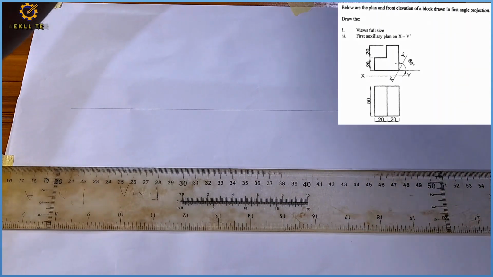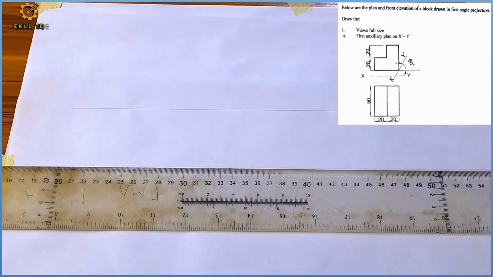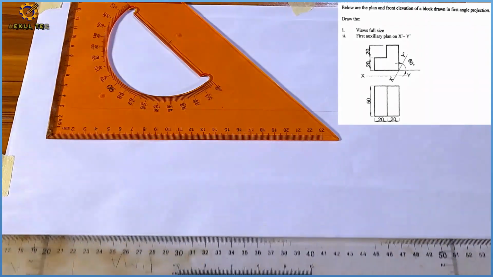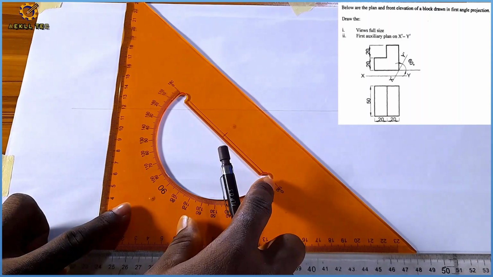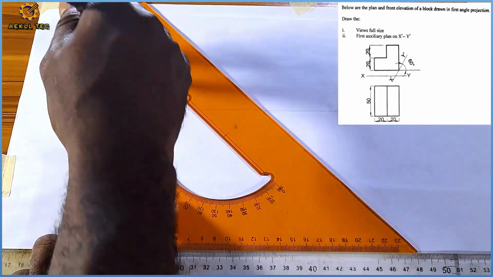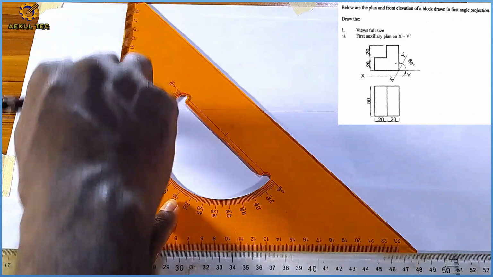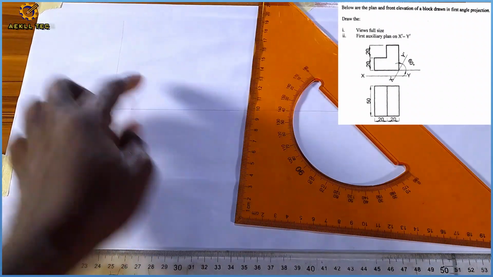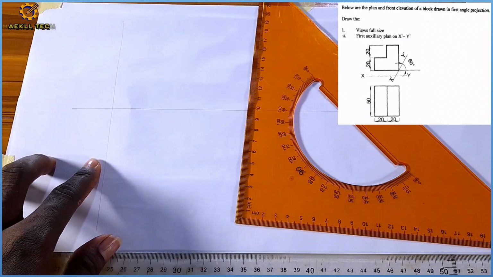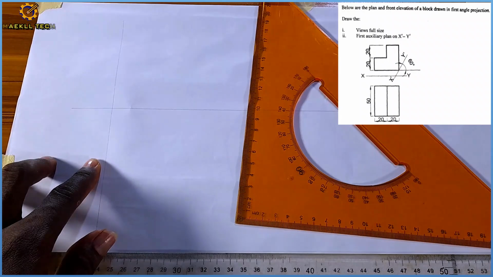So after drawing that thin horizontal line, I'm going to pick my set square like this, and I'm going to produce a vertical line to it. Like this, ensure your t-square and set square are sitting perpendicularly to each other. So I produce this thin line all the way from the top to the bottom right here. Hope you can see it from your end.